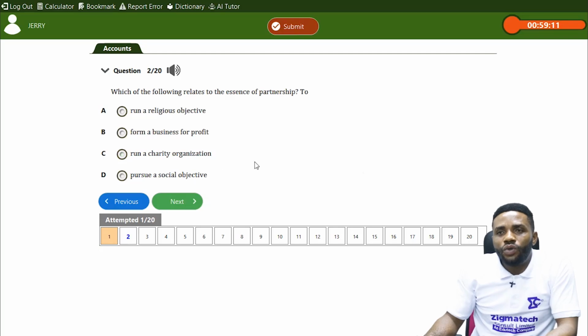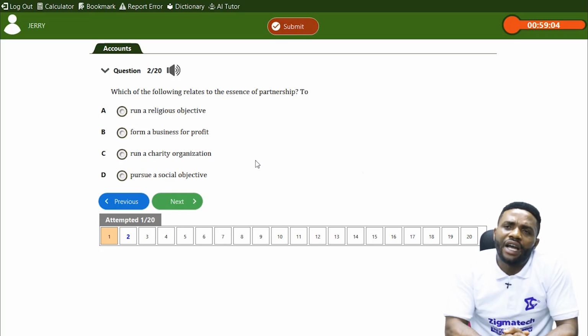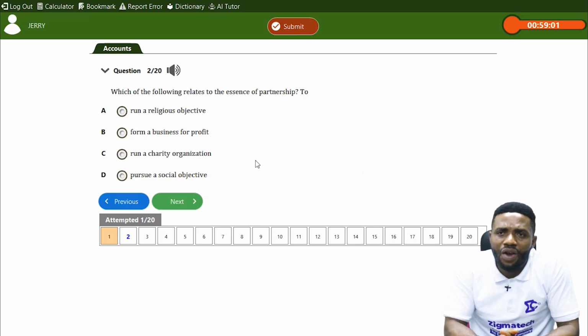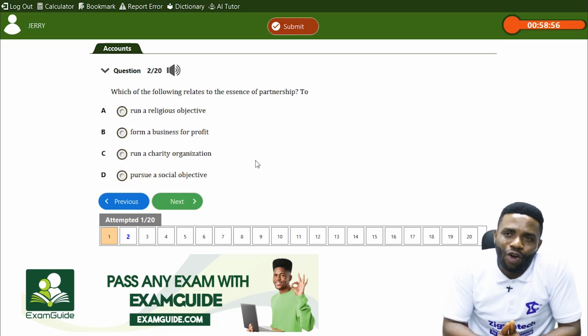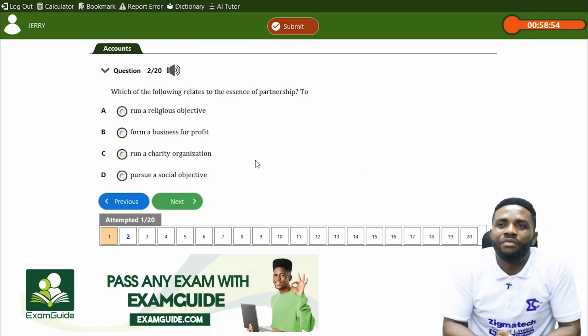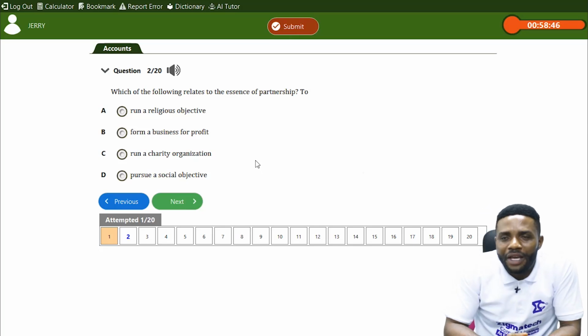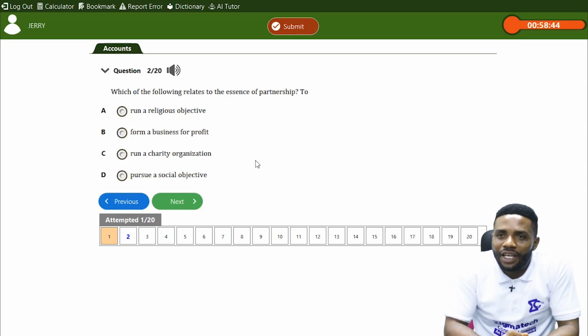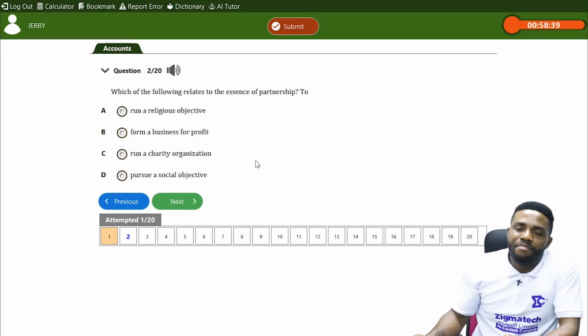Let's look at question 2. It says, which of the following relates to the essence of partnership? Why do we have partnership business? Remember, we have said that if a relationship is to be qualified as a partnership, it must have an objective. And that objective is what? They say A, run a religious objective. No. Form a business for profit. Run a charity organization. Pursue a social objective. B is the answer. Form a business for a profit.